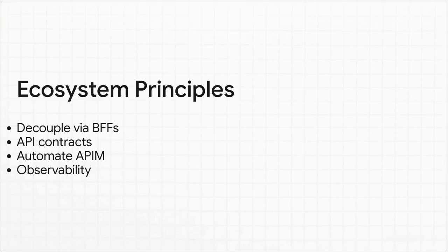Number 1, always decouple your channels using the BFF pattern so your clients aren't fighting over resources. Number 2, enforce strict API contracts, like OpenAPI specifications, so front-end and back-end teams can develop independently without breaking each other's work. Number 3, automate your APIM governance policies, deploying them as code so security is never just an afterthought. And number 4, implement end-to-end observability using tools like Azure Monitor and Application Insights. Why? Because you absolutely cannot govern an ecosystem that you cannot see.